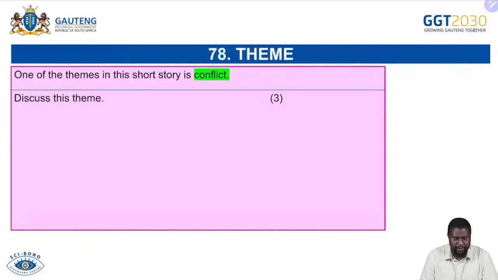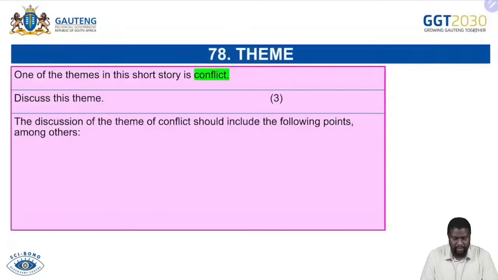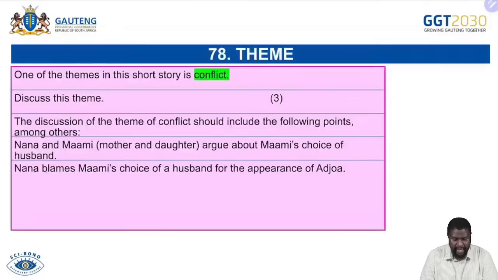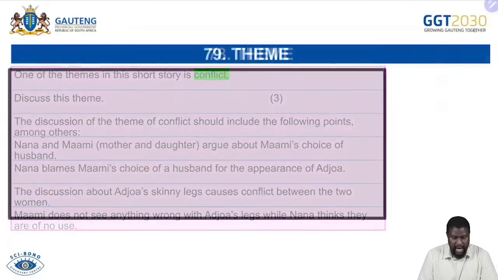Discuss the theme of conflict in the story. The discussion of the theme of conflict. Nana and Mommy argue about the choice of husband. The mother is not happy with the husband that the daughter chose. Nana blames Mommy's choice of husband for the appearance of Ajwa. There's conflict there between the mother and the grandmother with regards to the appearance of the granddaughter, Ajwa. The discussion about Ajwa's skinny legs causes conflict between these two women. Mommy does not see anything wrong with Ajwa's legs, while Nana thinks they are of no use.